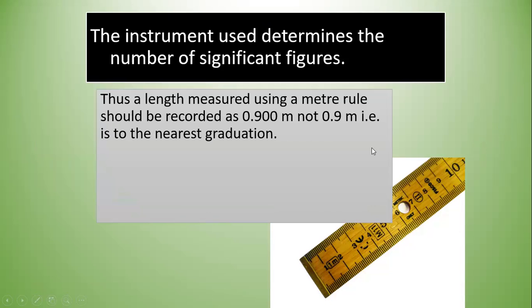Just like the length you measure using a meter rule is 0.900 meter. You cannot write it as 0.9 because you can read up to this last significant figure, 3 decimal place, which is 1 millimeter. So in this case, that is the correct way of writing. This is the wrong way of writing.